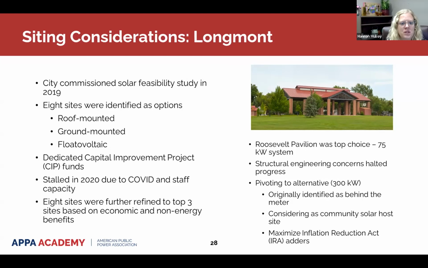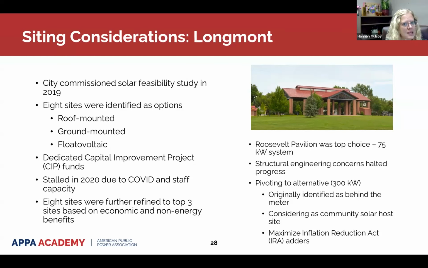As you could imagine, in 2020, the whole solar feasibility siting process stalled due to COVID and staff capacity. When I came on board a little over a year ago, those 8 sites had been further identified and refined to the top 3 sites based on economic, but also non-energy benefits. So whether there was an opportunity to reach low income folks, affordable housing, things like that.